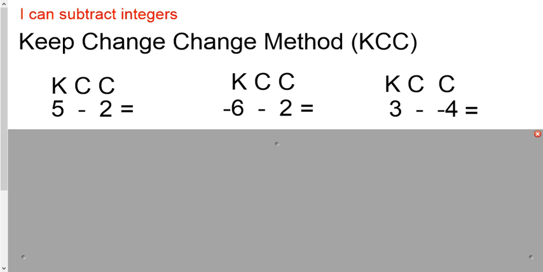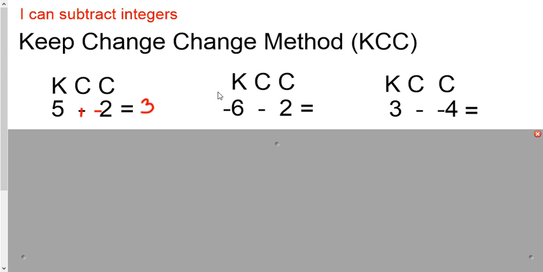It's called the keep, change, change method. This keep refers to your very first number in the subtraction problem. We're going to keep its sign the same. The change, the C right here, sits right over the subtraction sign itself, and we change it to a plus sign, and then we're going to change the sign of the second number. This is a positive 2, so we'll make it a negative 2. What's 5 plus negative 2?